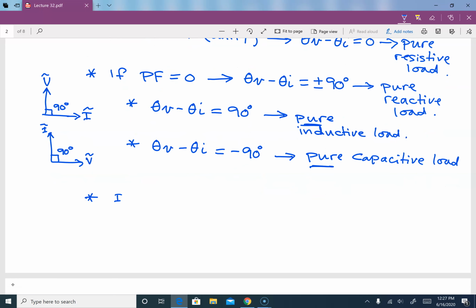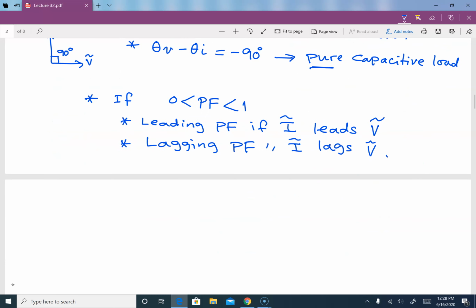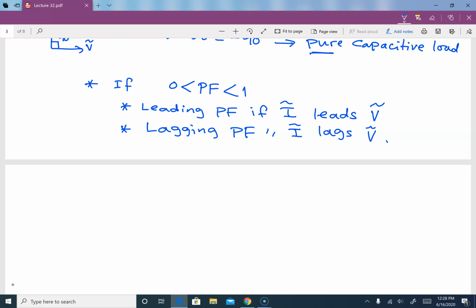And then if PF is greater than 0 and less than 1, so we will have leading power factor if I leads V, and we call that lagging power factor if I lags V.